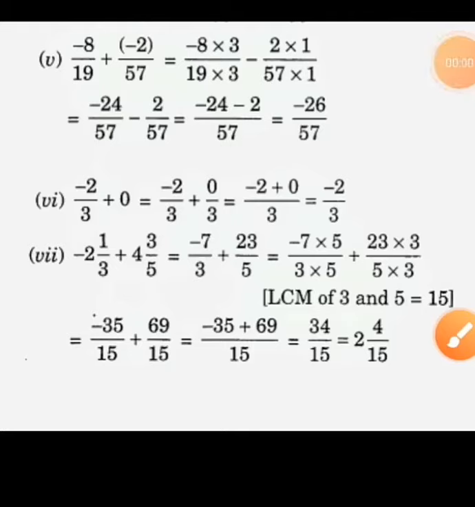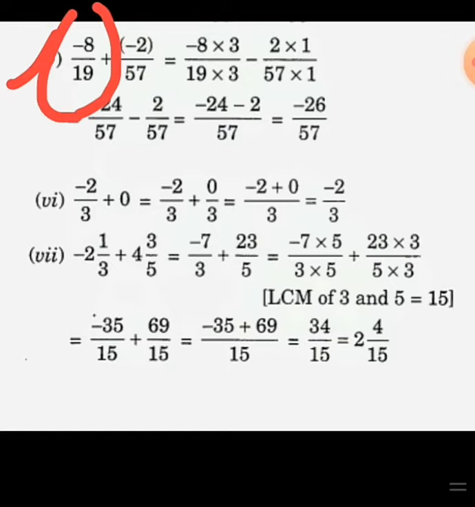Students, now we will see the remaining sums of question number 1, exercise 9.2, rational numbers. Till the fourth one we have seen in the previous video. Now moving ahead, this is our fifth question: minus 8 upon 19 plus minus 2 upon 57. Here the first fraction is negative, and the second fraction is also negative.